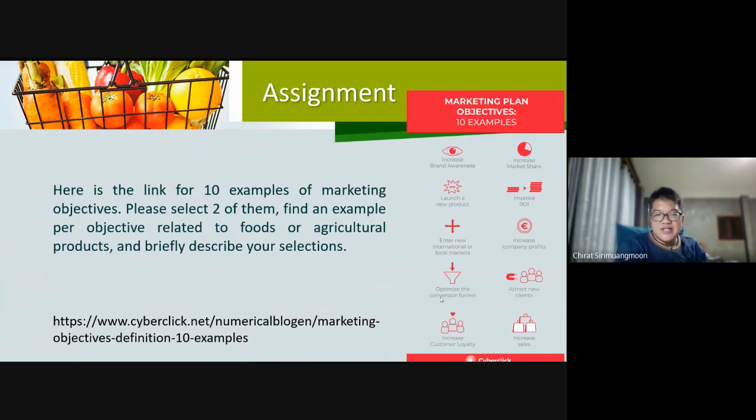So, assignment. We just taught three of the objectives. I would ask you to find, I have the list here and also the link that I just put down here. So please look for marketing objectives. It must be related to food or agricultural products. Briefly describe your selection, which type it is or how they do it. Something like this. Okay, it's pretty easy, I think.